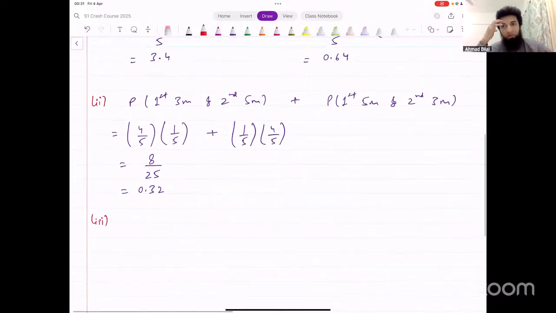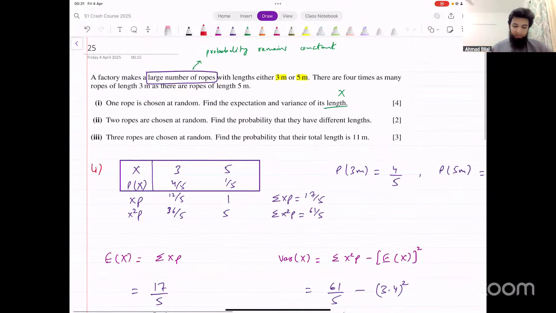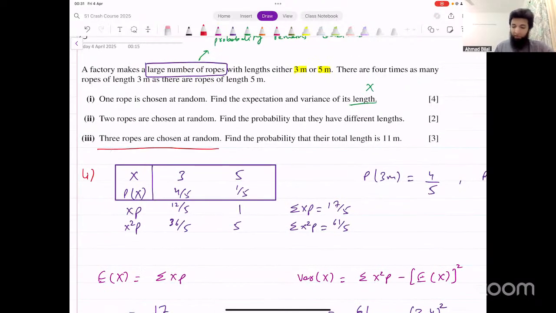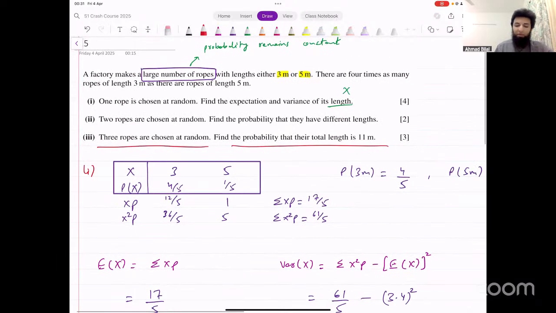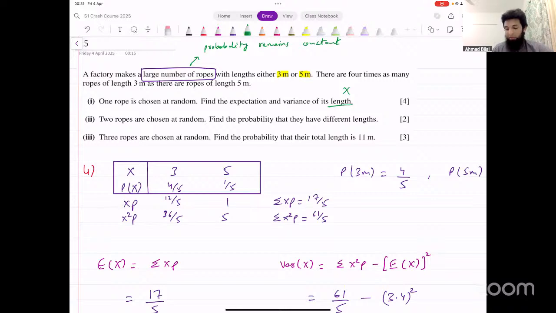Let's look at the next one now. That was part 2. Part 3 says 3 ropes are now chosen at random. Find the probability that the total length is 11 meters. Okay, so now we have to consider the possible cases that can make the total length 11 meters. How can the total length be 11? The total length can be 11 if we have a 3, another 3, and a 5.